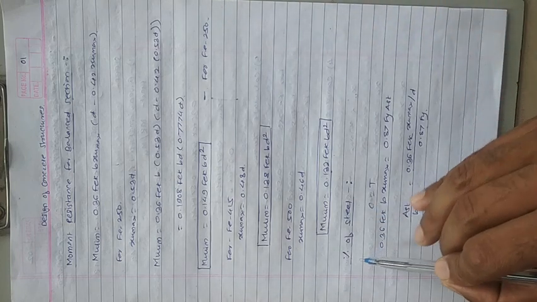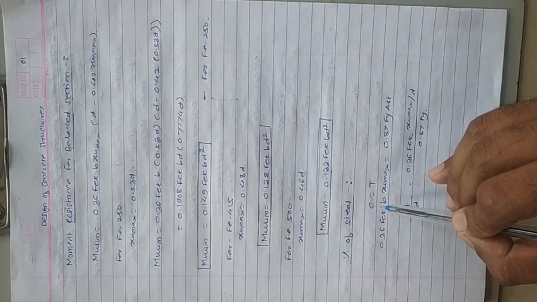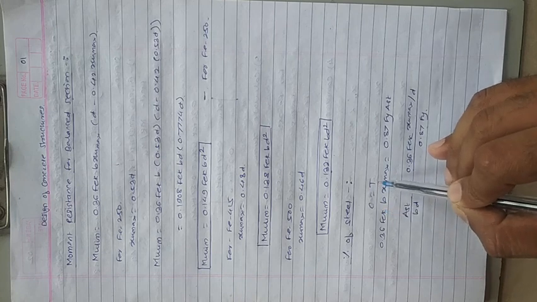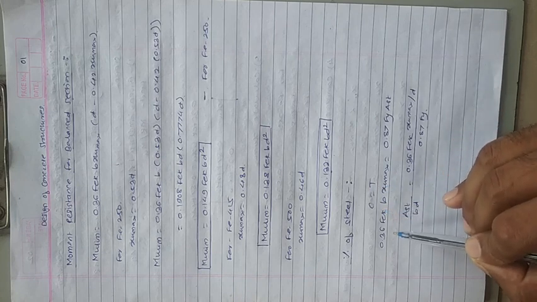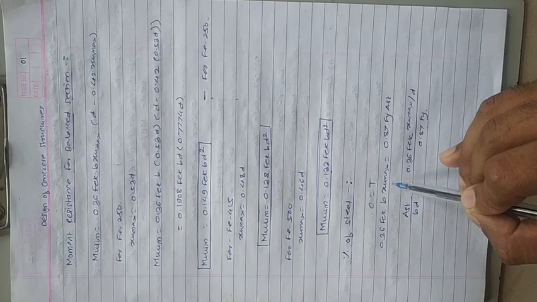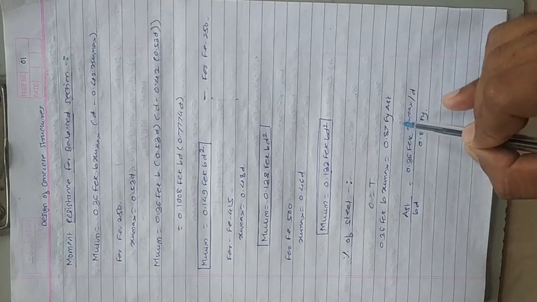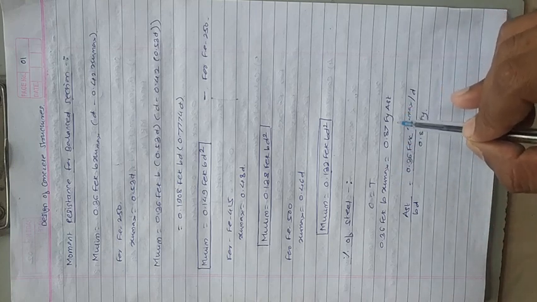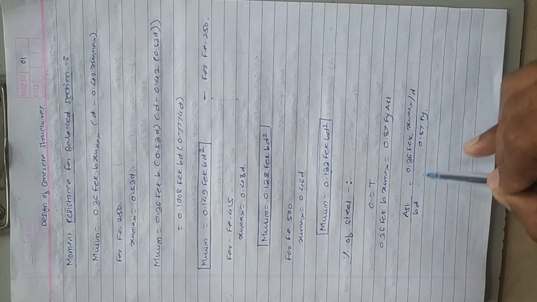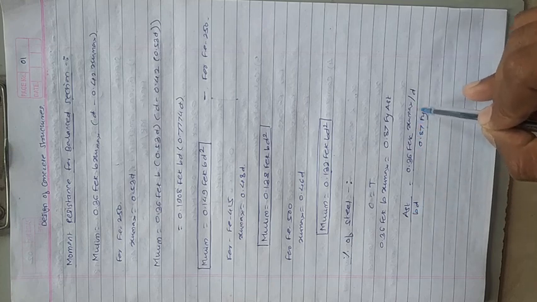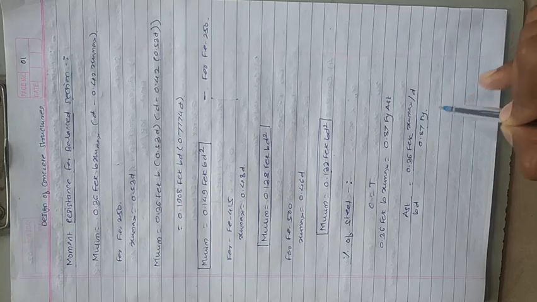Then we can calculate percentage of steel. The percentage of steel is calculated by equating C equal to T. The C force is 0.36 fck b into xu max, equal to 0.87 fy Ast. We can calculate Ast upon bd ratio, that is 0.36 fck xu max upon d divided by 0.87 fy.